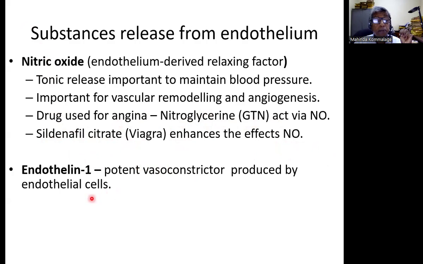Other than nitric oxide, we have something called endothelin 1. That is a vasoconstrictor, right? So nitric oxide is a potent vasodilator or relaxes the blood vessels. But endothelin 1 constricts the blood vessel, both secreted from the endothelium or secreted locally at the tissue level.